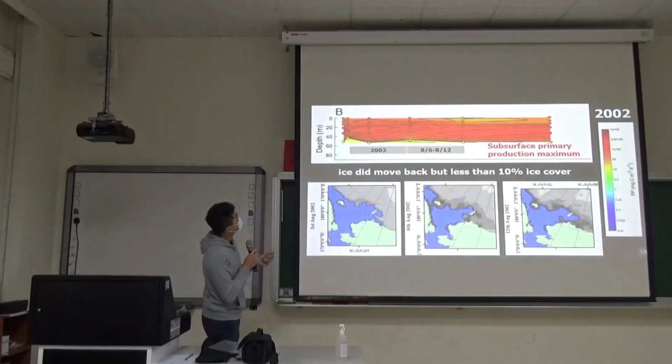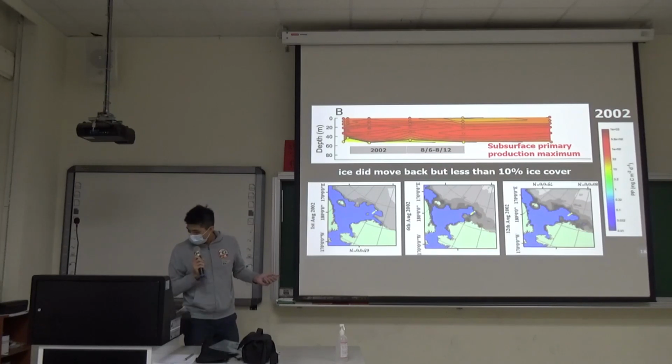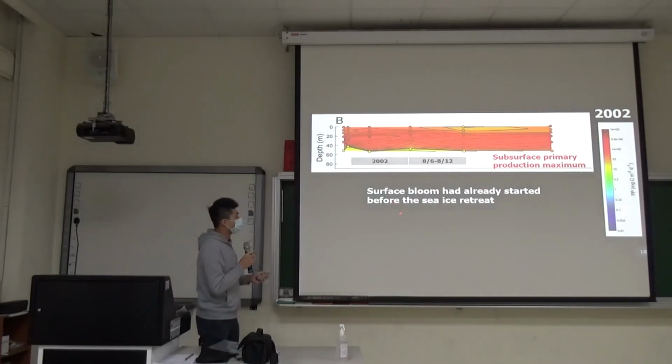And in this plot, we can see there is a very high PP in these layers, and we think it is a subsurface primary production maximum. And when we did this measurement, they had less than 10% of ice cover, which we think of as open water conditions. So due to these conditions, we think the surface bloom has already started before the ice retreat. So they will get a high PP when we measure that.